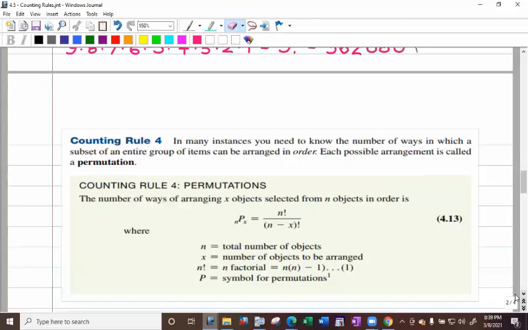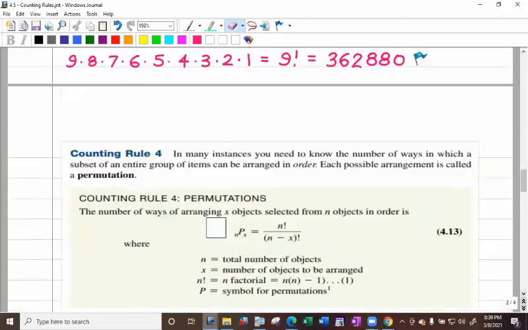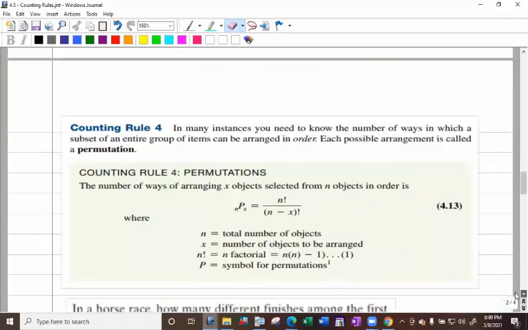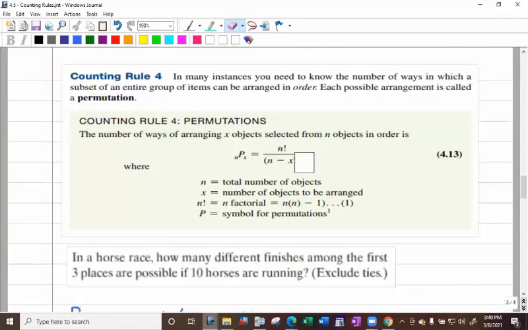We'll talk about different examples between order mattering and not mattering. So the number of ways of arranging X objects selected from 10 objects in order is the permutation function. You don't have to use this formula because it's also in the TI. This command is right there where the factorial is. But here's the actual calculation. It's n factorial divided by n minus x factorial.